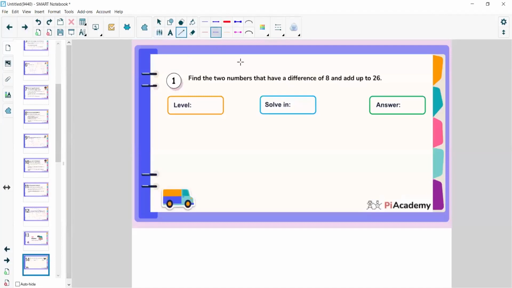Find the 2 numbers that have a difference of 8 and they add up to 26. Okay. Find the 2 numbers that have a difference of 8 and they add up to 26. Again, any guesses? Anyone? Any guesses what these 2 numbers can be? Anyways, guess is always not a preferred choice to answer. Yes, Vivan?